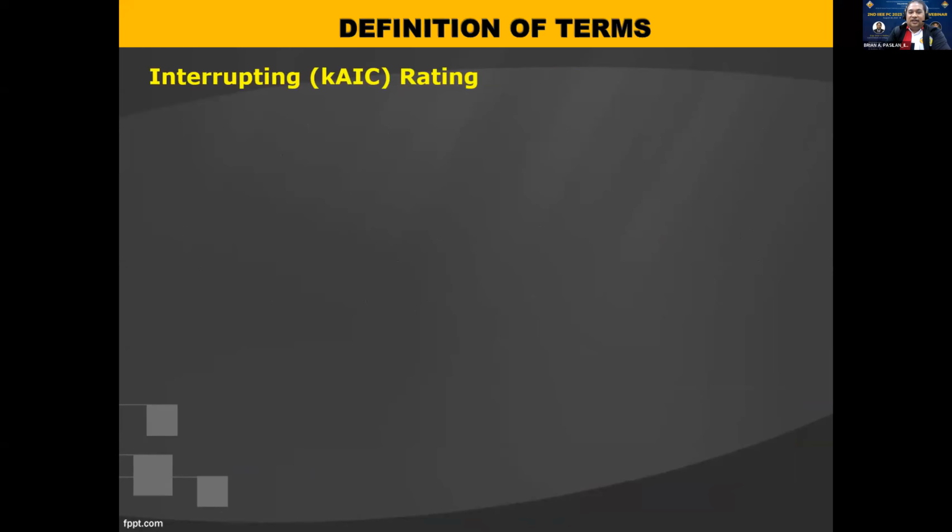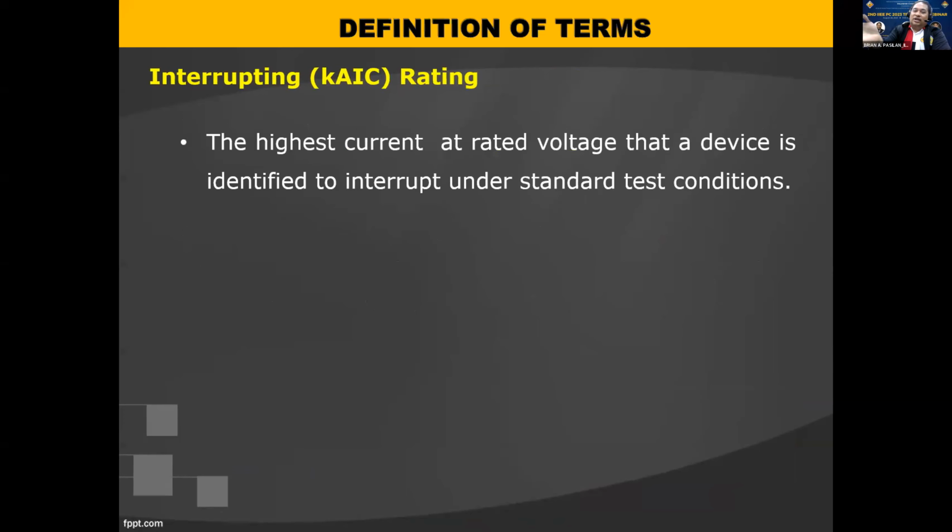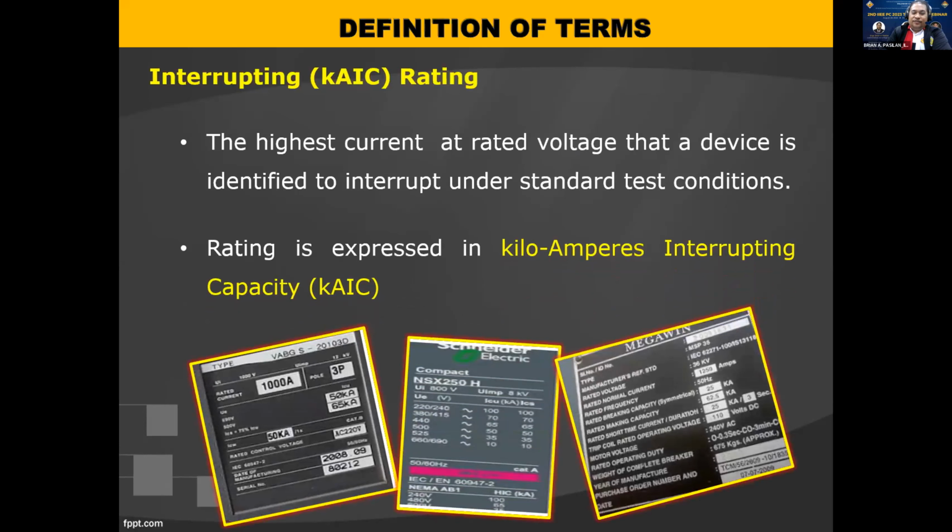Another rating sa circuit breakers natin, by the way, yung kanina is for the circuit breakers, yung nominal or continuous rating. We also have another rating ng circuit breakers natin na hindi palaging makikita natin. Ito yung si CAIC rating, no? The interrupting rating. Okay. So, bakit tinawag yung CAIC? Kasi it is termed in kiloamperes interrupting capacity. Kaya nga CAIC. So, this is the rating, no?